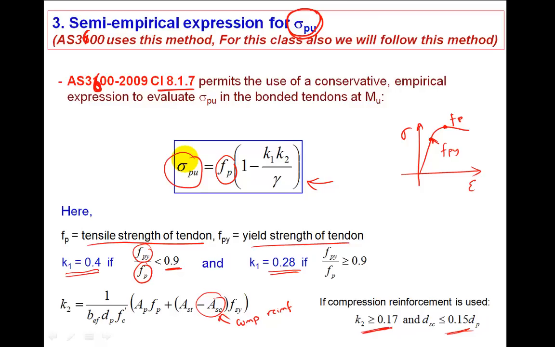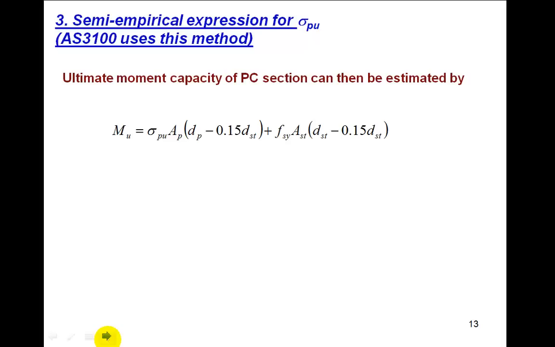Once you know this stress in the prestressing wire, you can then compute your ultimate moment capacity. The ultimate moment capacity equation is again the same. You are just estimating this one, sigma P, using the empirical formula in AS3600. All of this should be AS3600. So this is the method we'll be using to find the ultimate moment capacity for the prestressed beam.